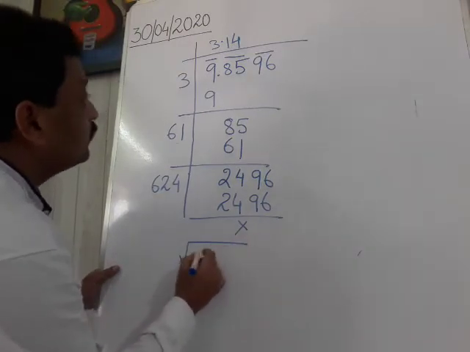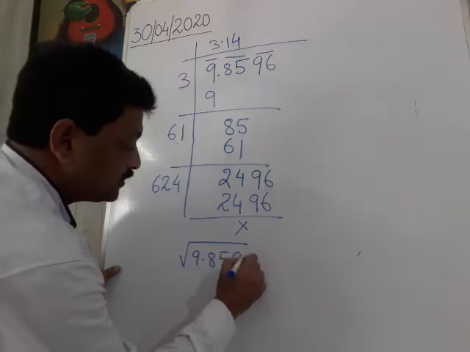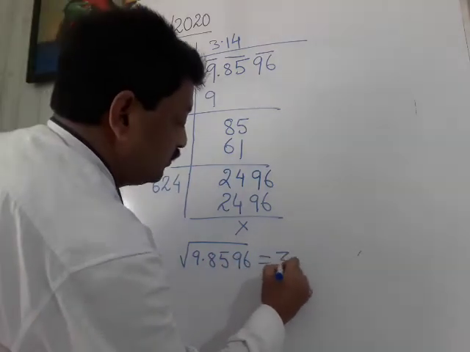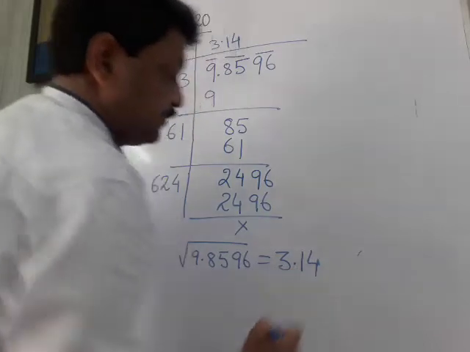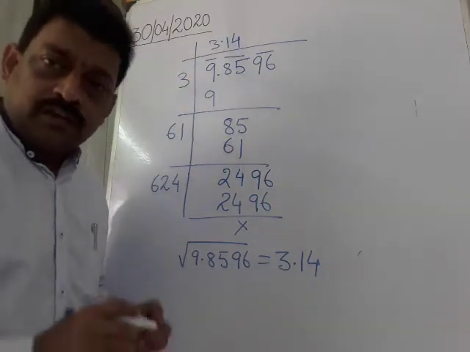Therefore root over 9.8596 equals to 3.14. Now the things are becoming more clear, isn't it?